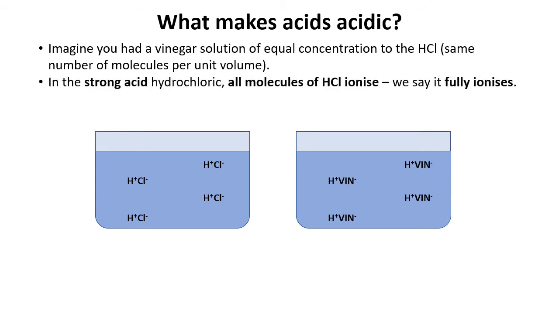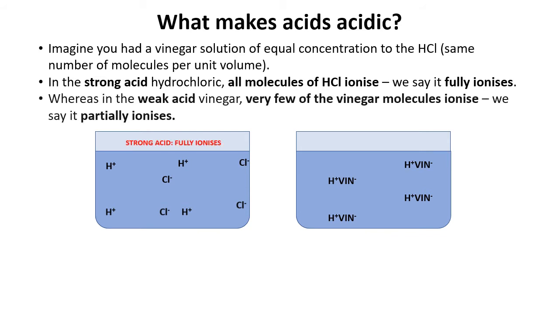Now, hydrochloric acid is a strong acid, so every single molecule will release a hydrogen ion. So if you look carefully, you can see that every single molecule of that acid split up and every single molecule released hydrogen ions. So we say that strong acids fully ionize in water. Now let's look at what happens with the vinegar. If you look closely, you'd see that actually very few of those molecules ionized or split up. And actually most of them didn't split up, nothing happened.